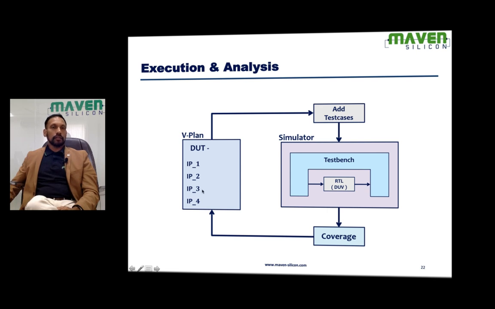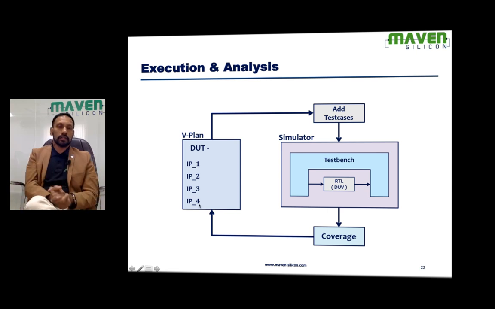And this is the V plan. For the DUT, it will have all the details based on the number of IPs or the number of subcomponents. So here there are 4 IPs. So we are going to look at, have we verified all the IPs?